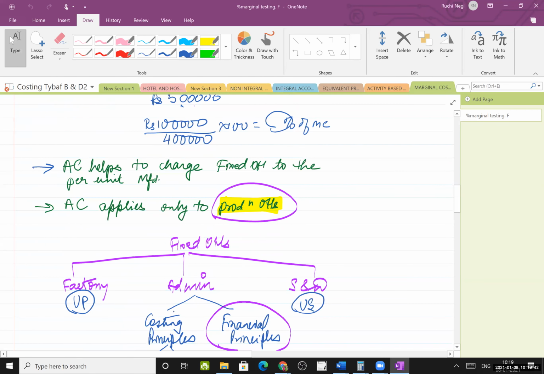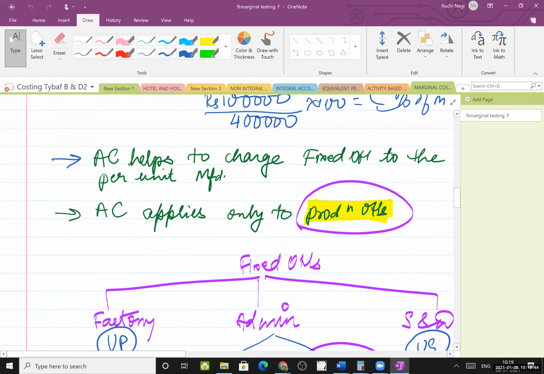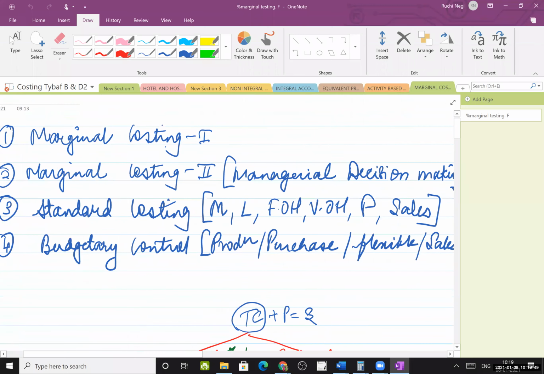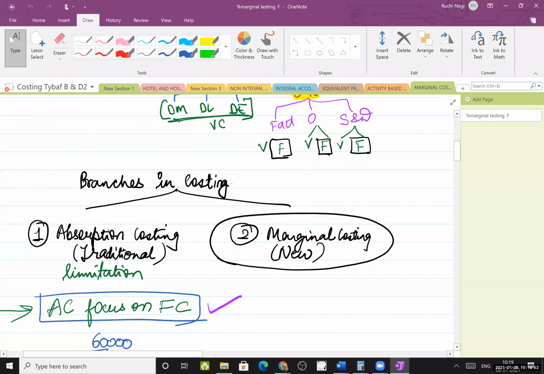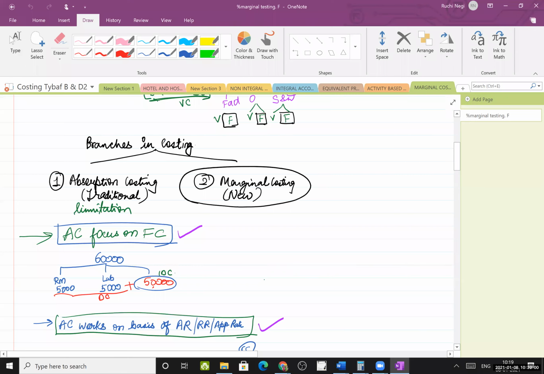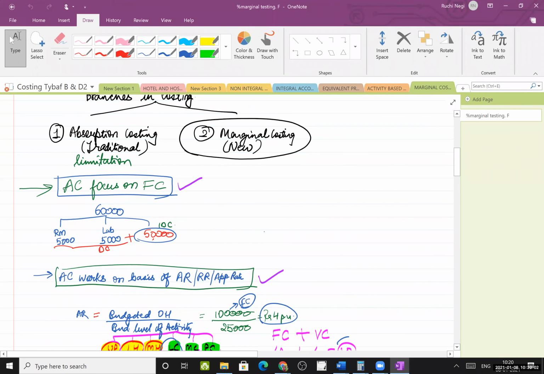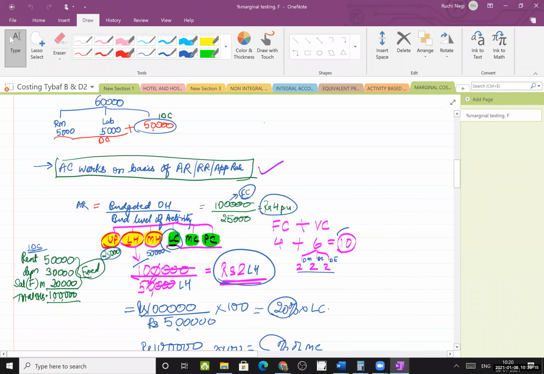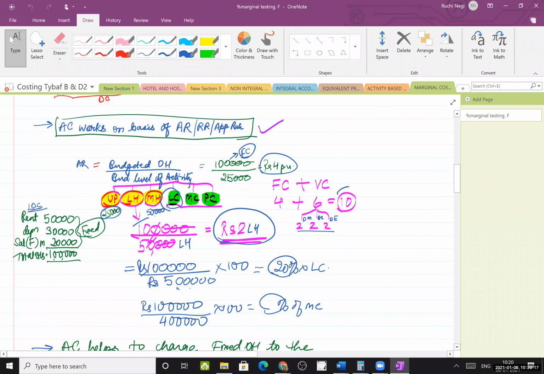Okay, so last lecture we had discussed on these points. Let me take you back to those points. We had discussed absorption costing versus marginal costing. The first point was that absorption costing focuses on fixed cost. I had explained this. Then absorption costing works on the basis of absorption rate, or recovery rate, or application rate. And I had given you the basis on which it is calculated.